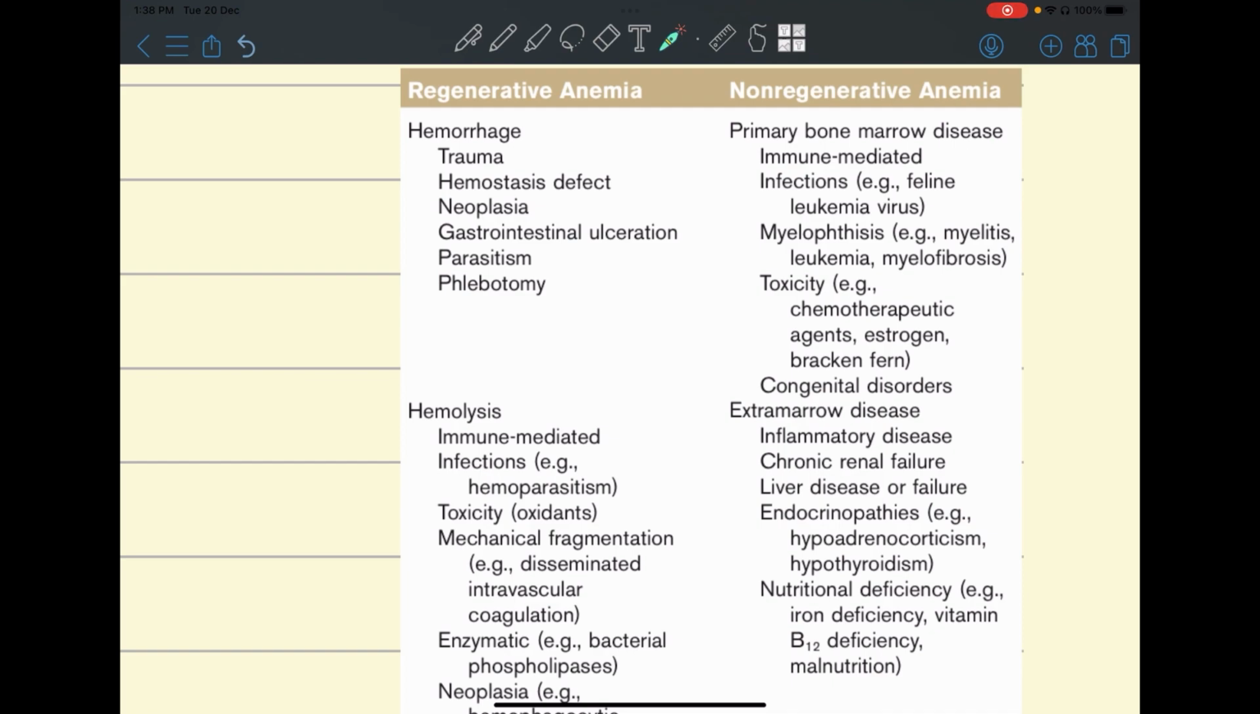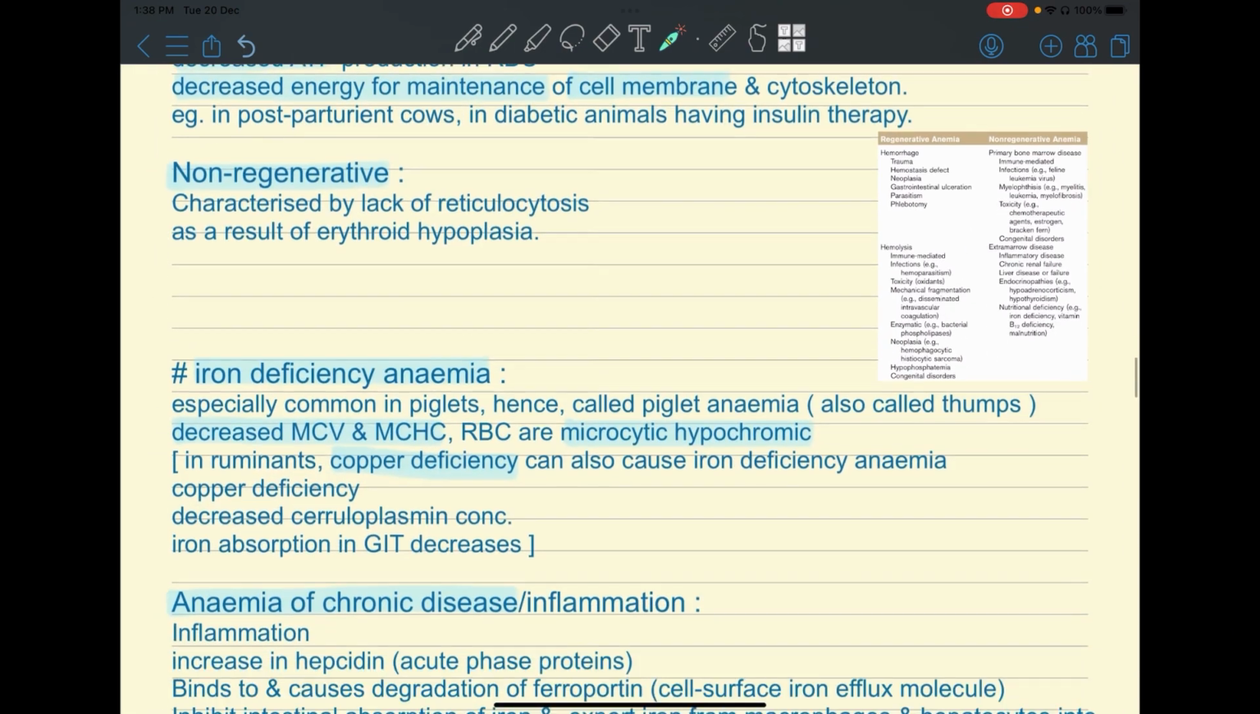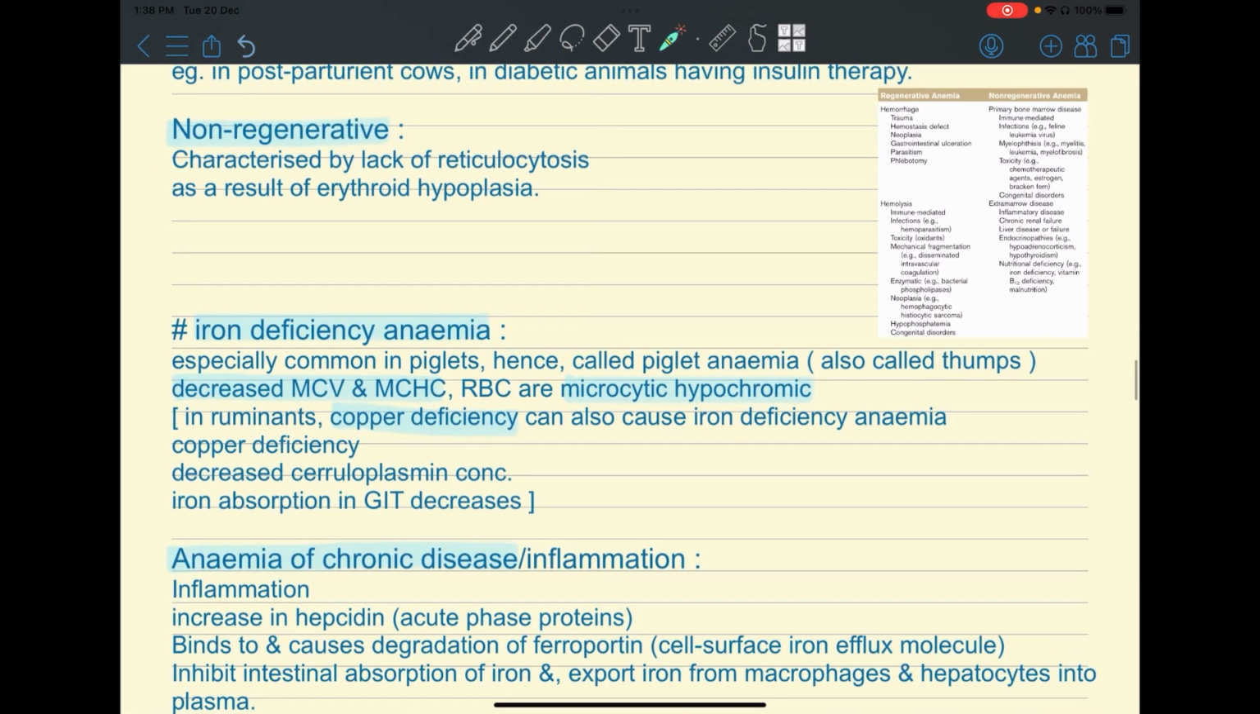There can be many toxicities, congenital disorders, inflammatory diseases, renal failure, liver failure, endocrinopathies, and nutritional deficiencies, out of which iron deficiency, vitamin B12 deficiency, copper deficiency, phosphorus deficiency, we have already discussed, and vitamin B6 deficiency, they are the most important. And in this non-regenerative classification, the most important is iron deficiency anemia, and it is especially common in case of piglets. Hence, it is also called piglet anemia in them. And there's also another name which is commonly asked in the exams. It is thumps. There's decreased MCV and decreased MCHC. So the RBCs are called microcytic and hypochromic.